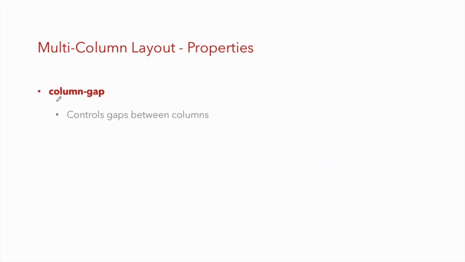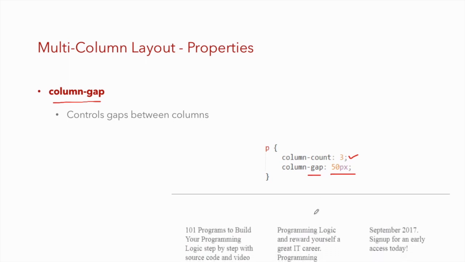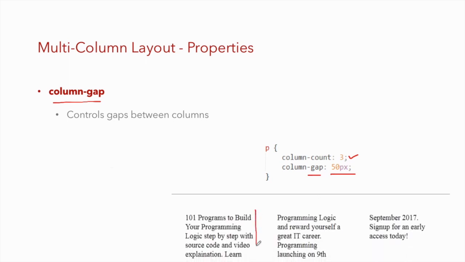Then we have column gap. This controls the gap between 2 columns. So you can specify the number of columns, and you can also specify the column gap. So here I have specified 50 pixels as the column gap. So once these columns are rendered, a 50 pixel gap will be maintained across these columns. So this would be 50 pixels.